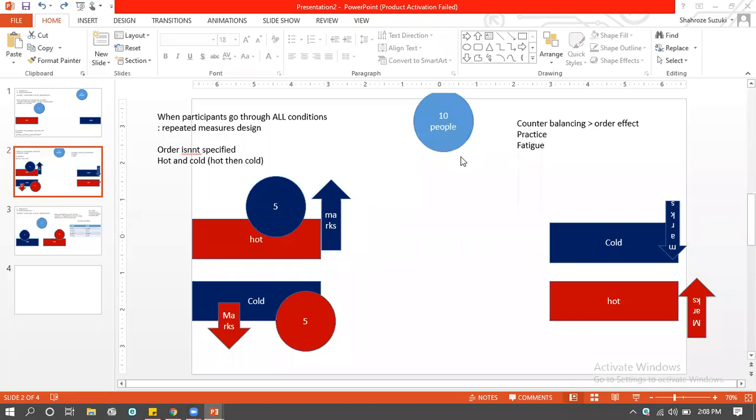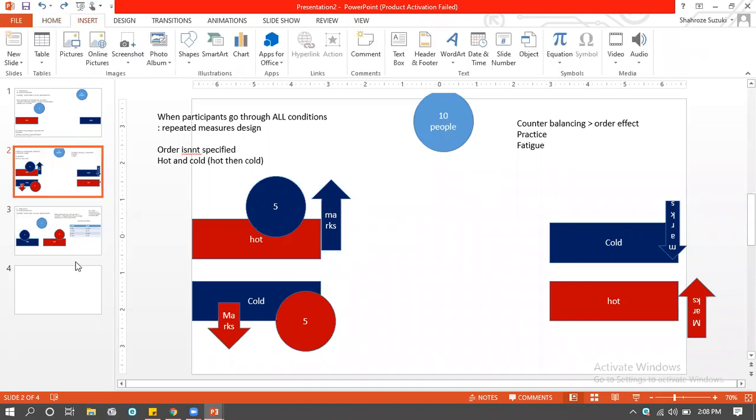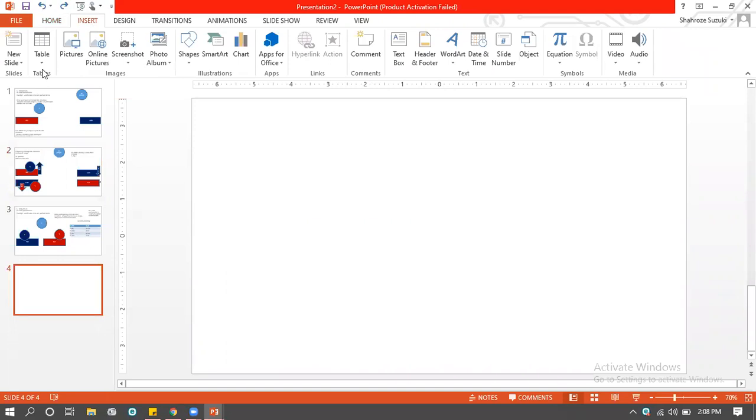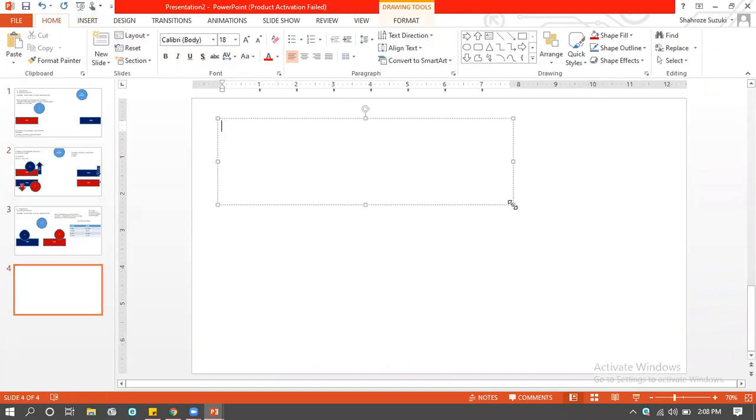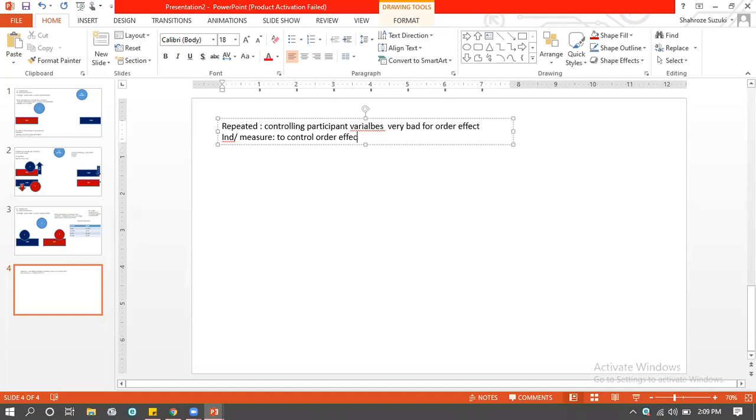So after talking about repeated and independent measures design, we have a third design. See, the problem is, long story short, repeated measures is good for controlling participant variables, but very bad for order effect, because order effect comes in a lot here. Independent measures design is very good to control order effect, but very bad for participant variables. So that's the dilemma. Pick one and it has these problems, pick the other and it has those problems.